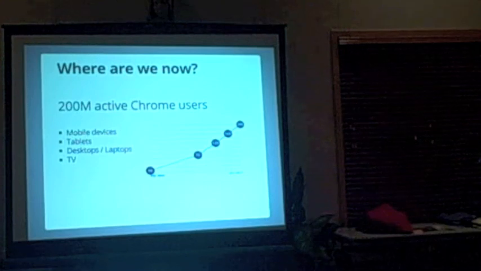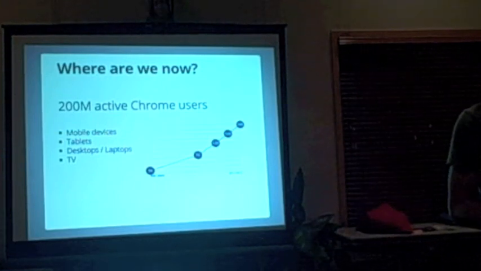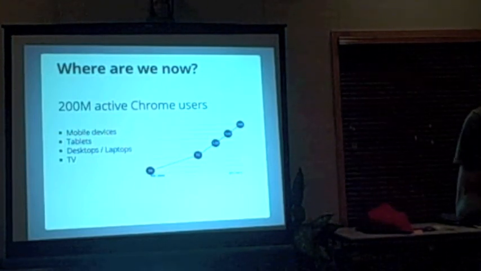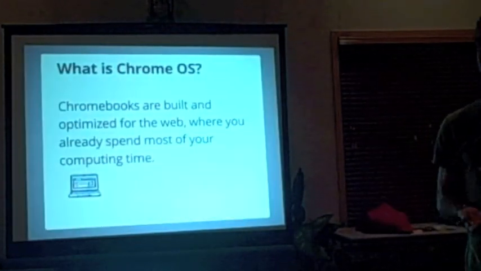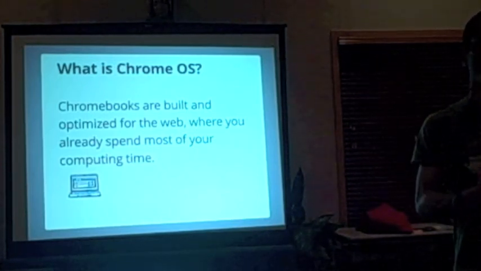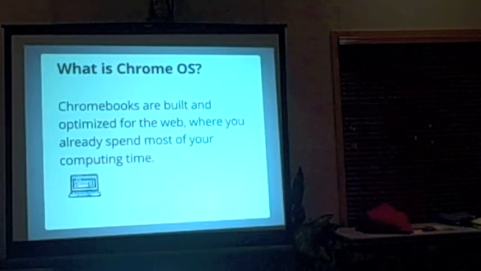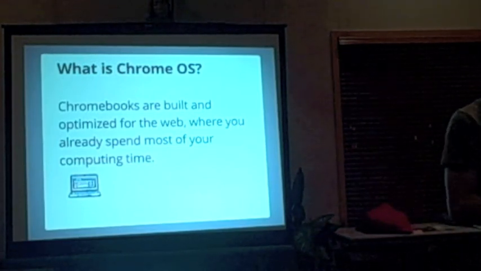Where we are now with Chrome: Chrome got more than 200 million installations, and you could get it on mobile devices, on tablets, on desktop, and on TVs, Google TV. Basically, what's Chrome OS? It's Chrome, but with the hardware around it. It's built from the ground up for people that are spending the vast majority of their time on the web. So Android is built to be the best mobile operating system. With Chrome, we're trying to target those users that are just spending all their time on the web.